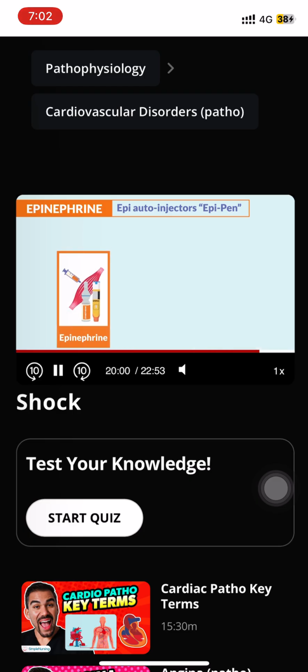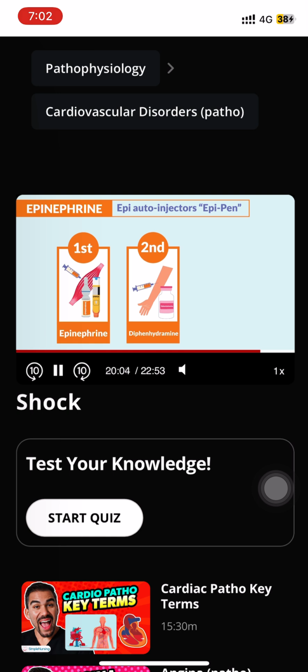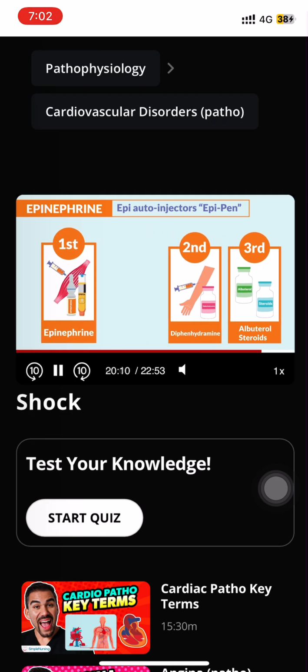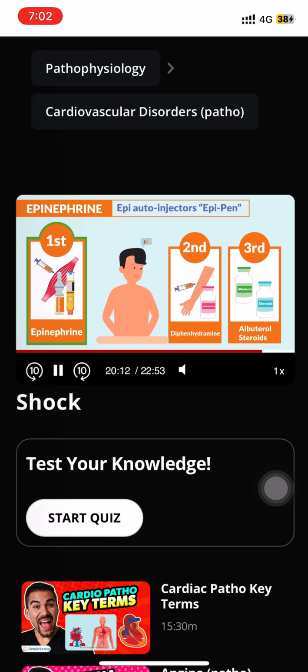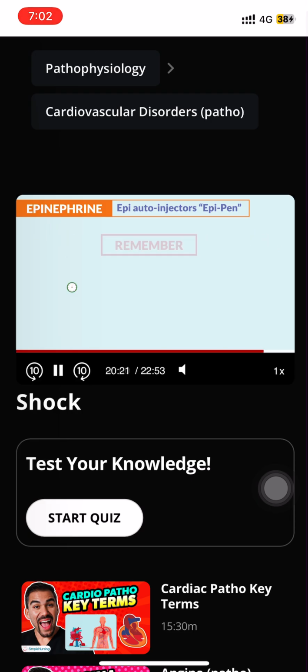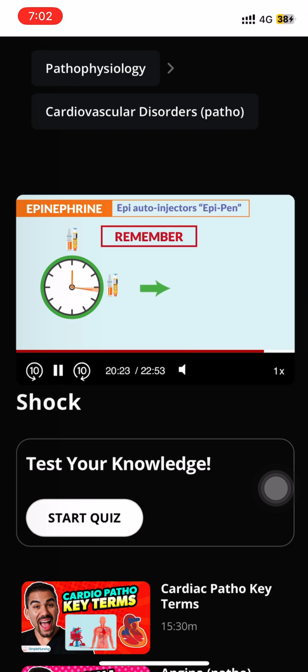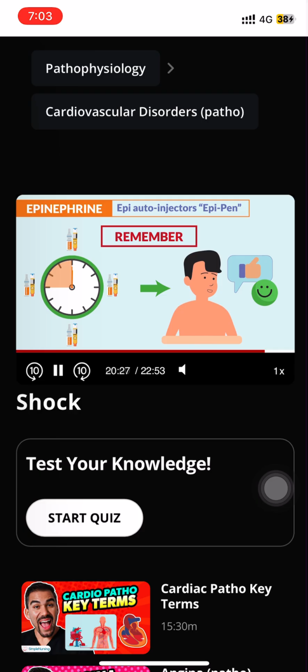So the correct medication sequence is epi first, then diphenhydramine, or basically Benadryl, and lastly albuterol and steroids. But out of all these, most question banks only stress about epi being that first drug during anaphylaxis, and the rest only after the acute signs and symptoms have resolved. Remember, we repeat epi as a priority until those signs and symptoms resolve.